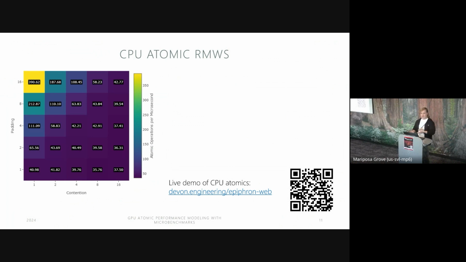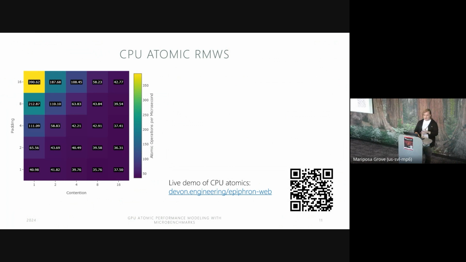On my CPU at home at contention 16, that means all 16 threads are operating on the same atomic location. In the inverse here, on the y-axis, we have padding. Padding, as we measure it, is basically just how many atomic integers you have between the ones that you actually use. You'll notice that the results that we see here, we kind of expect.